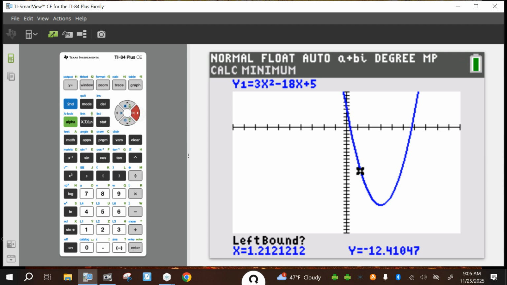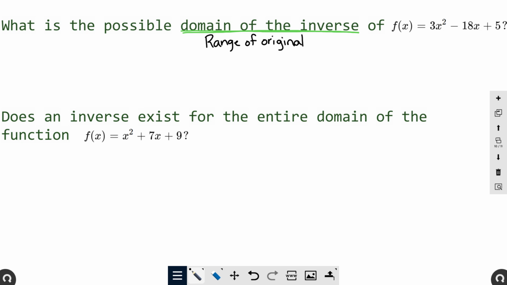I'm going to move my cursor a little bit closer to the curve, but stay to the left of the curve. Hit enter. Go to the right of the curve. Hit enter. Enter on guess. And what value am I looking for? The y value. So what is my range for this problem? The range of the original would be y is.